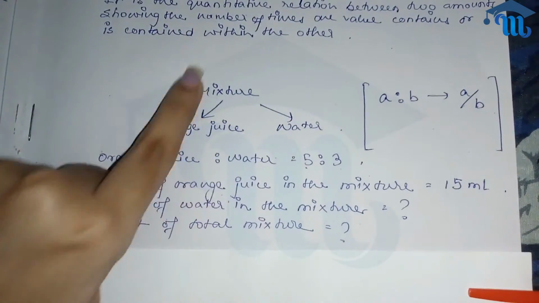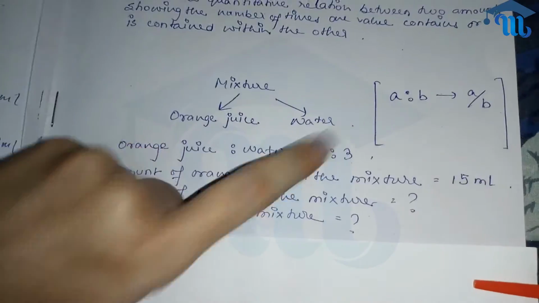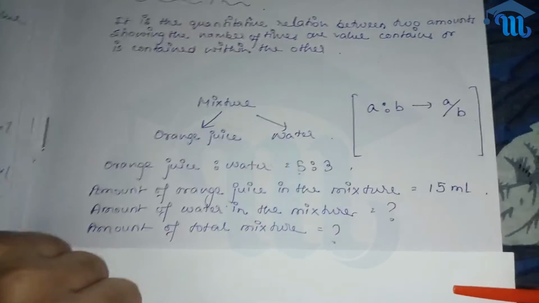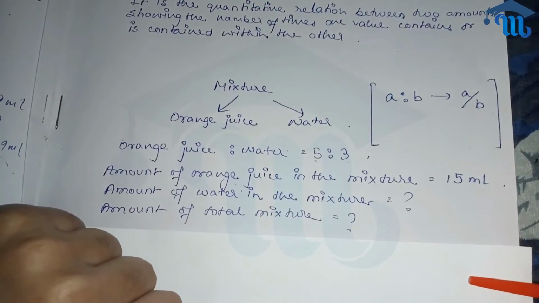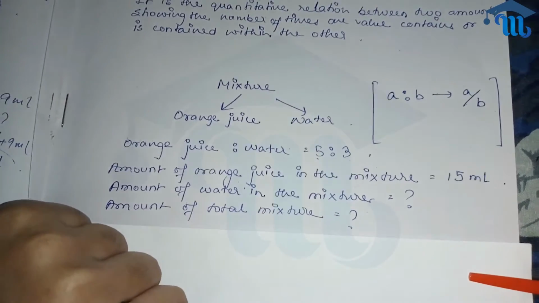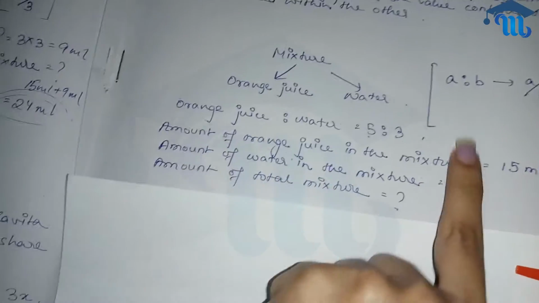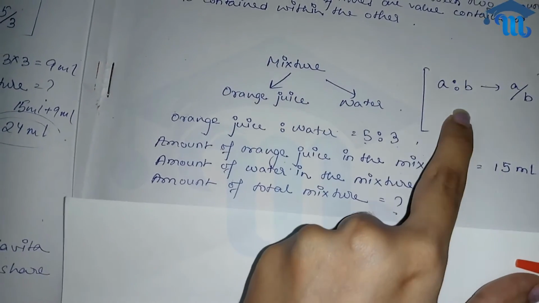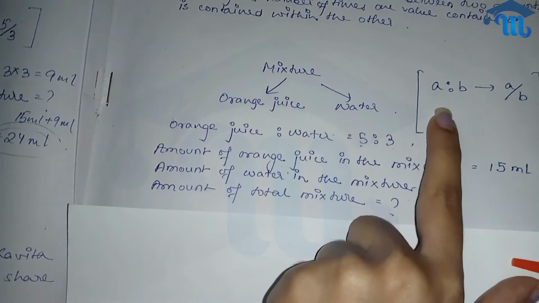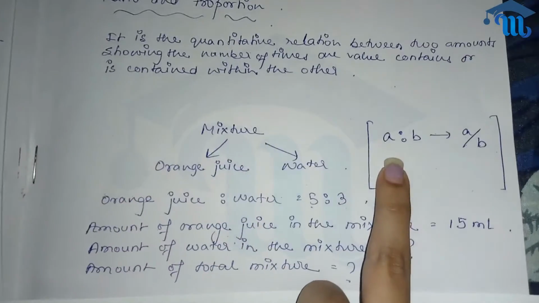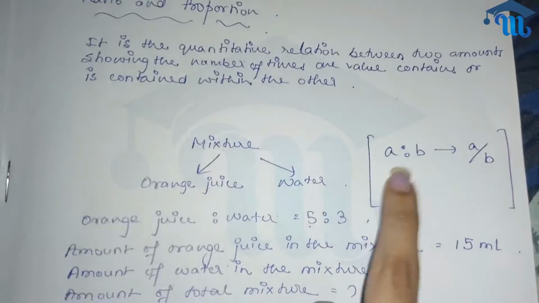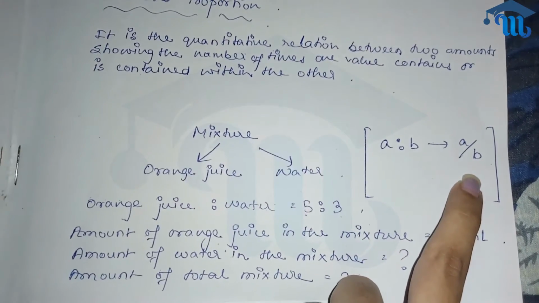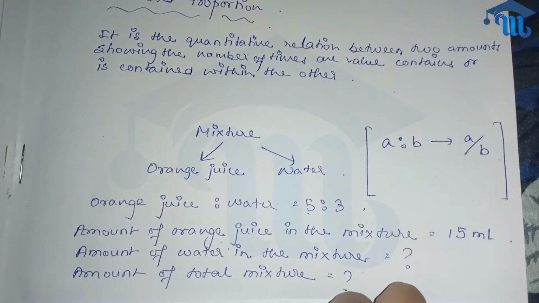This is the example which I was talking about. Suppose there is a mixture and the mixture contains orange juice and water in some amounts. That makes the whole mixture. Now, how do you define ratio? How do you signify it? Suppose the ratio between A and B is written as A is to B. This colon sign is read as "is to". This is the significance. And what does this mean? A is to B means A by B. You can see it here.